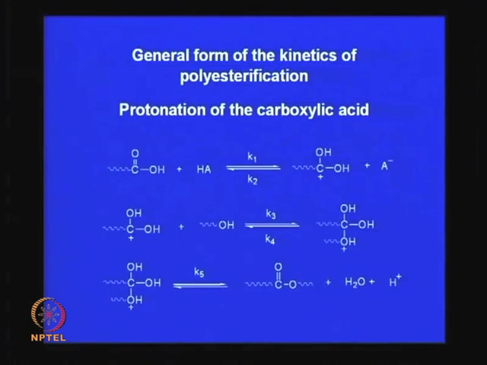Here you see a carboxyl group reacts with one alcohol. This is acid, protonation. So it can add a proton to this thing. So this carbon will be protonated. Now this protonated species will react with the alcohol, forming again this intermediate.